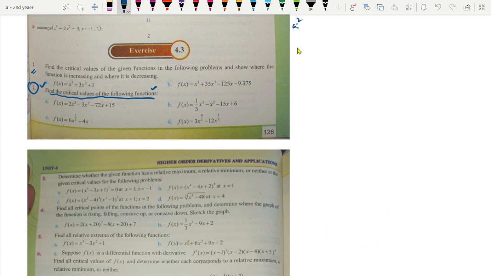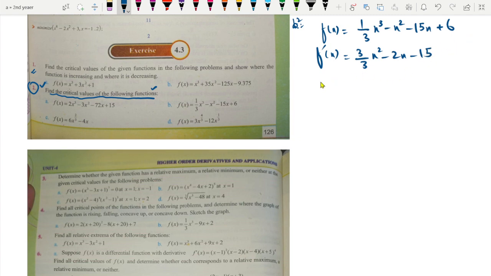Question number 2, we have part B. Question number 2, f of x is equal to 1 divided by 3 x cube minus x square minus 15x plus 6. By taking the derivative of this one, f prime of x is equal to 3 divided by 3 x square minus 2x minus 15 plus 0. So f prime of x is equal to x square minus 2x minus 15.